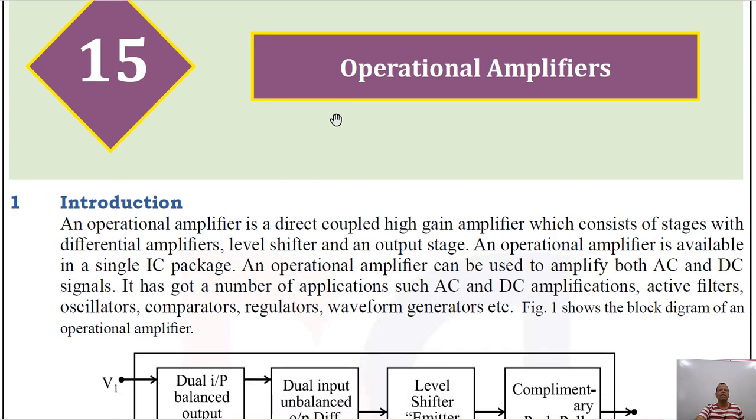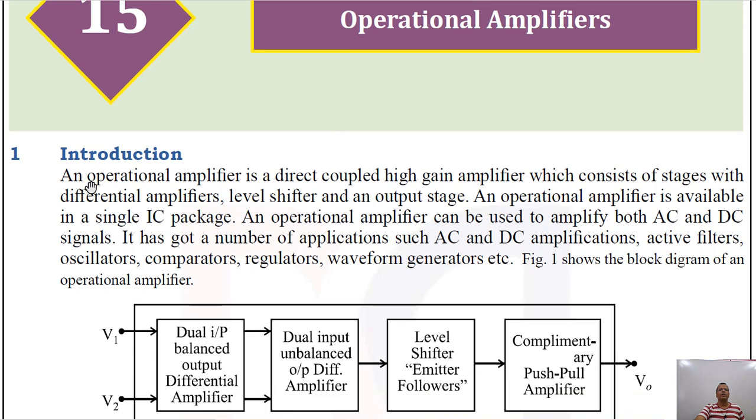So let us see. You can see the operational amplifier is a direct coupled. Remember, it is a direct coupled high gain amplifier which consists of the stages with differential amplifier, level shifter, and output stage. This is what you need to remember.